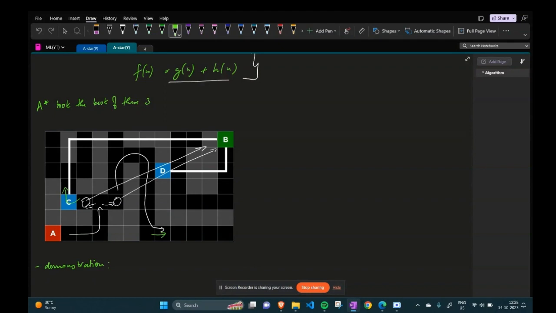Now, what A star will do is it will temporarily ditch this path and it will start considering this one. And similarly, if we reach, let's say, a point here where we see that our f value exceeds this one, the one here, then A star will come back and revive this path. So that's what A star essentially does.